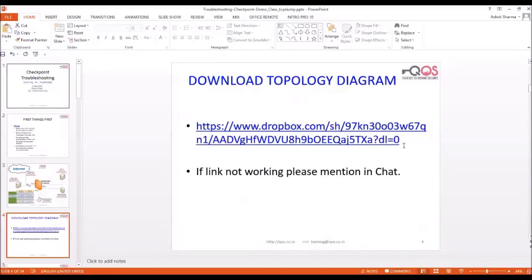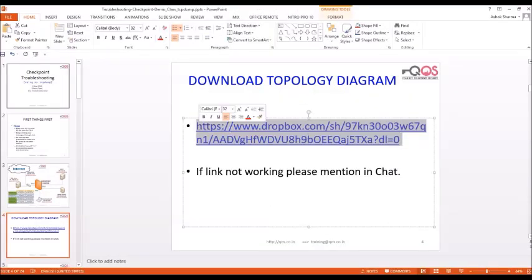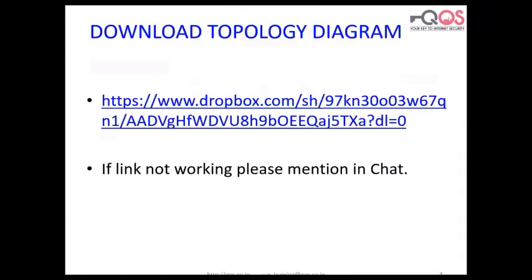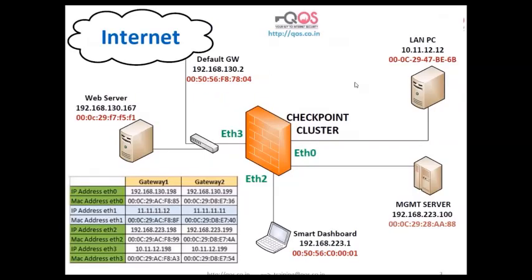So this is the slide. Let me copy the slide link and send it to everybody. Yes, confirmed. Thanks for the confirmation, Mitesh. So this is the topology diagram. Basically it's a cluster, though I represented it as a single box in the diagram. ETH0 is your internal, where you have a PC working on a LAN and a management server. IP addresses are mentioned, and there is a table where I provided the cluster IP addresses along with the MAC addresses. Why I have provided MAC addresses, I will let you know later.